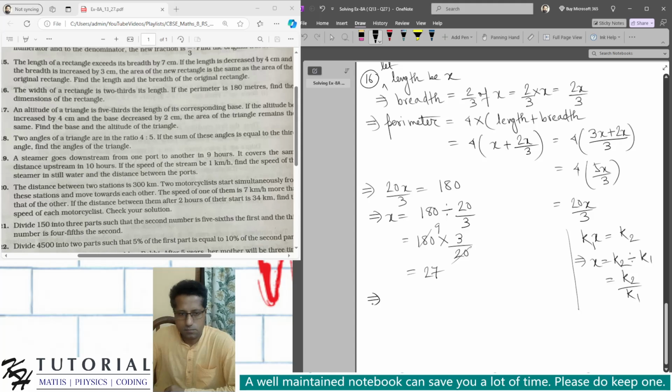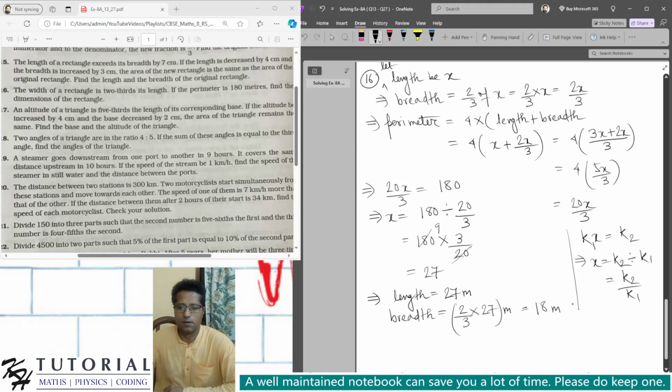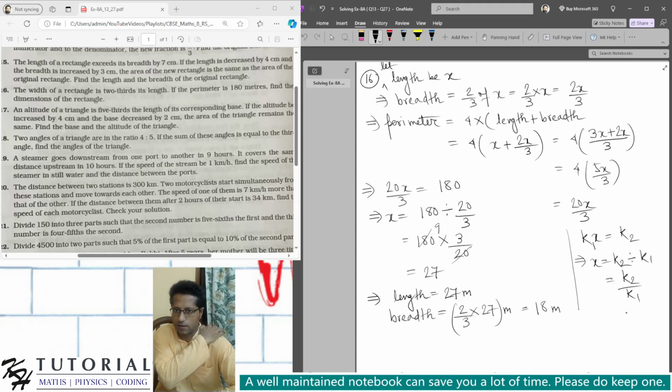The problem has asked to find the dimensions of the rectangle. So length is equal to 27 meter and breadth will be equal to 2x by 3, that is 2/3 of the length. 2 by 3 into 27 meter is equal to 18 meter. So 27 meter is the length and 18 meter is the breadth of the rectangle.